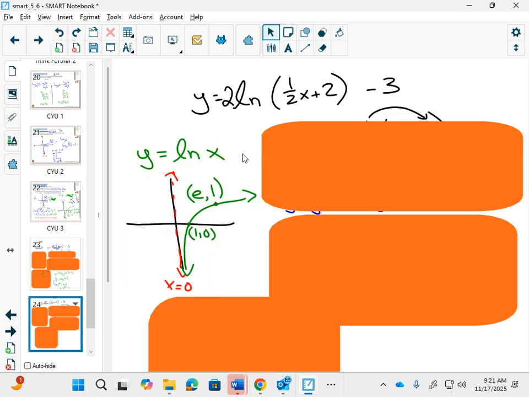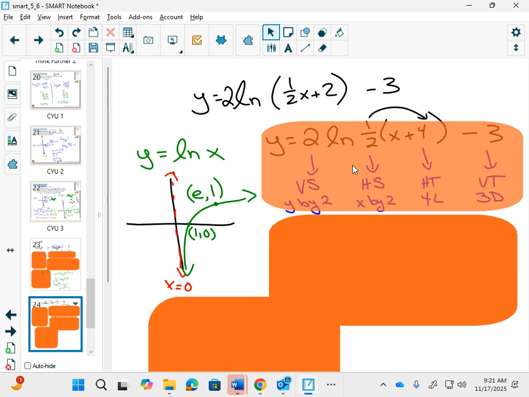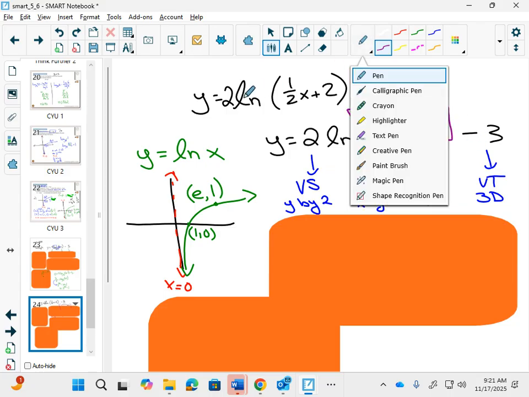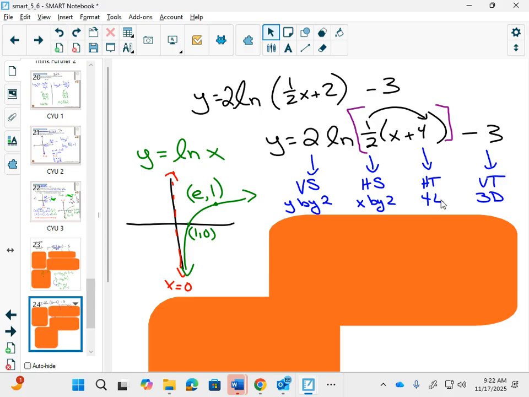So here's our basic log graph, ln of x. It's going to have 1, 0 and e, 1. We have to remember to put this in factored form from chapter 3. Whenever you have a horizontal stretch and a horizontal translation, you have to put it in factored form first. Maybe I'll put an extra set of big brackets around this. So I have a horizontal stretch by 2, and I have a horizontal translation 4 to the left.